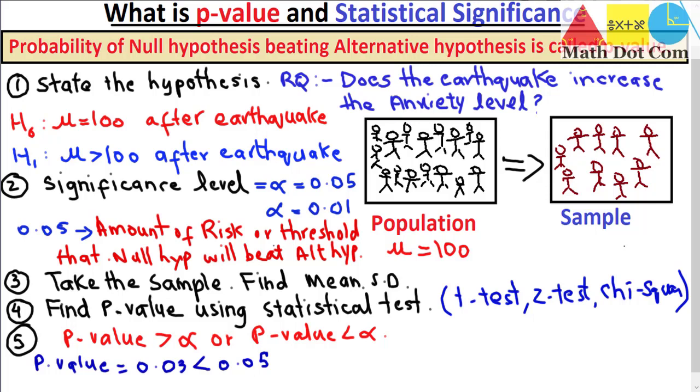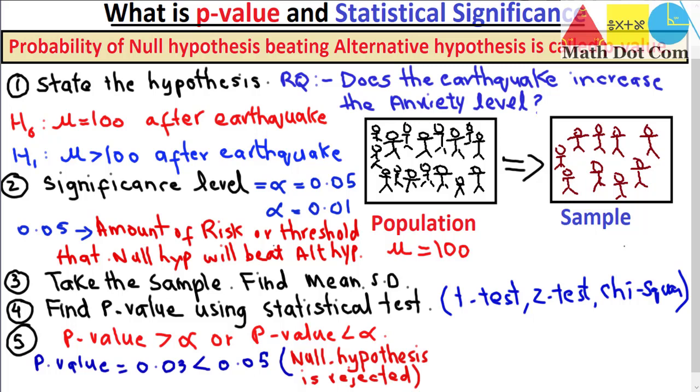So here our p-value is less than alpha, that is 0.05, which means the null hypothesis is rejected. What does it mean? It means the probability of the null hypothesis beating the alternative hypothesis, that is the p-value, is very low, and it is even lower than our significance level, or you can say the threshold of the p-value. So we cannot accept the null hypothesis. It means the null hypothesis is rejected and the alternative hypothesis is accepted, which means that the earthquake increases the anxiety level.